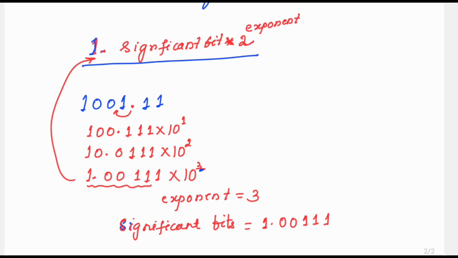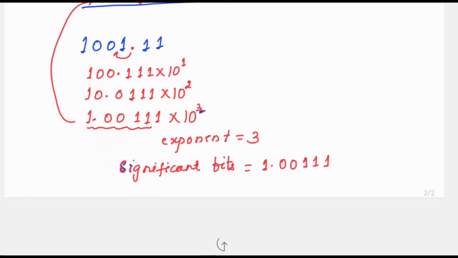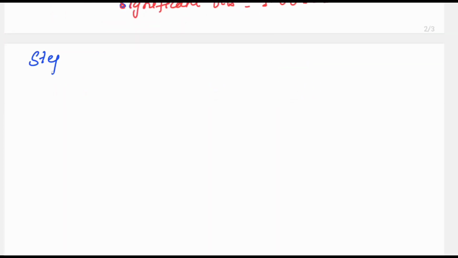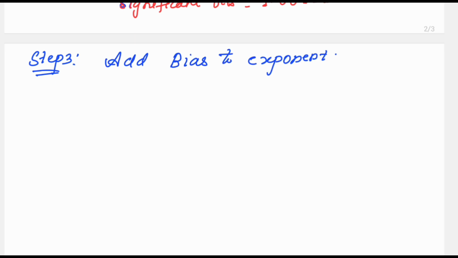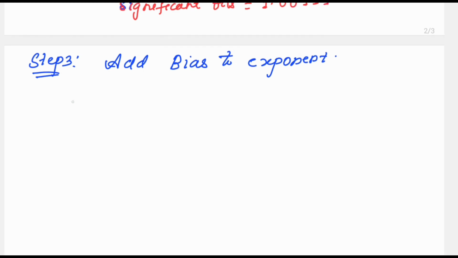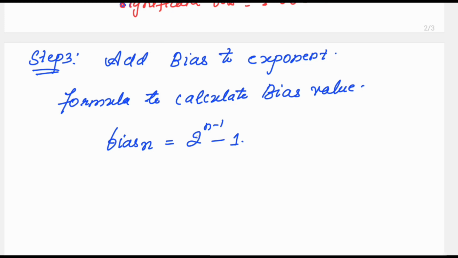Fine. Now this is the step 2 procedure. Next comes step 3. In step 3, you have to add bias to the exponent. The process is very simple. First, remember the formula to calculate the bias value. This is the formula: 2 to the power of n minus 1, minus 1.